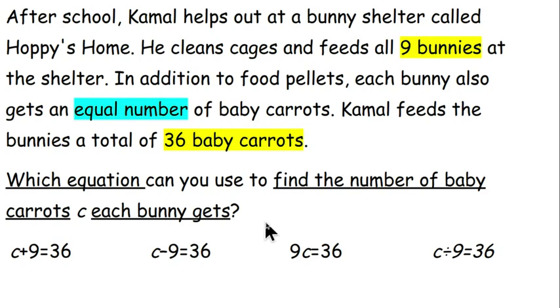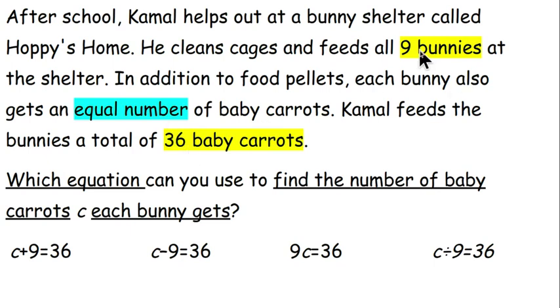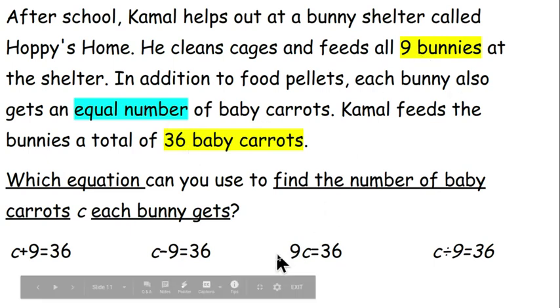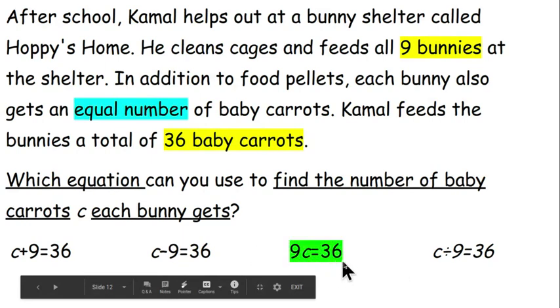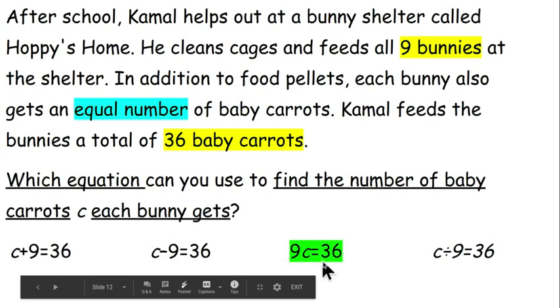So I'm splitting up these 36 baby carrots between the 9 bunnies. But if I look here, really what I would say is this 36 split between the 9, but I don't have that as an option. So notice I'm going to go the other way, because if I was writing my problem, I'd do 36 divided by the 9 to equal the C. But in this case, they're making groups. So 9 times some number, that's what each bunny is getting, gives me 36 total carrots.